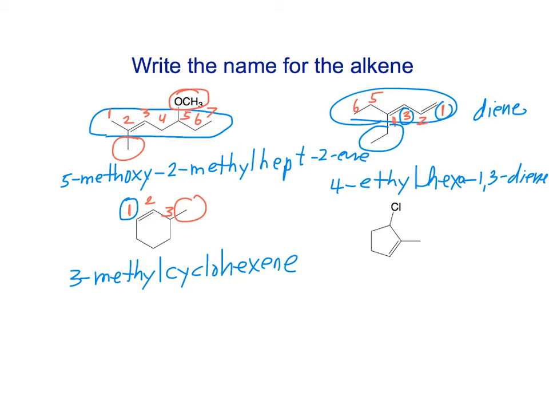All right, so what about the next one? We have a cyclopentene, so where should we start our numbering? All right, we want to give the first substituent the lowest possible number. So we're going to start numbering right here and go this way because that puts that methyl group at position 1.